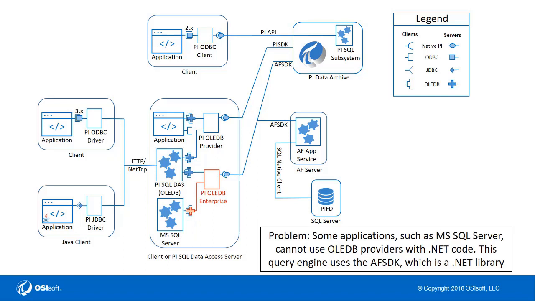Now, this led to an interesting problem that some applications, such as the Microsoft SQL Server, cannot use OLEDB providers that have .NET code. This query engine uses the AF SDK, which is itself a .NET library. That means that because the query engine is on the client and the PI OLEDB Enterprise requires an AF SDK, therefore .NET connection, the Microsoft SQL Server, among other applications, are going to have to load OLEDB providers with .NET code. Since this does not work, in the first release of the PI OLEDB Enterprise, you could not make an in-process link server with the Microsoft SQL Server. We'll go over what that means in a little bit if you don't already know.